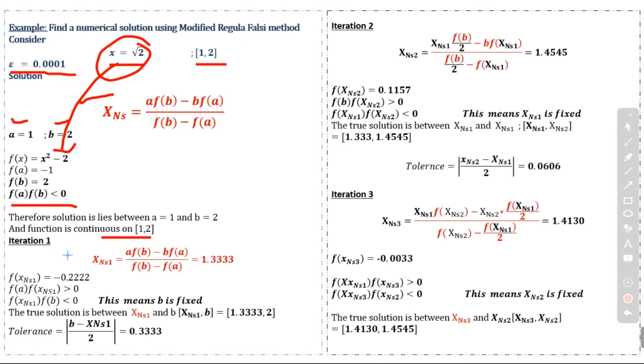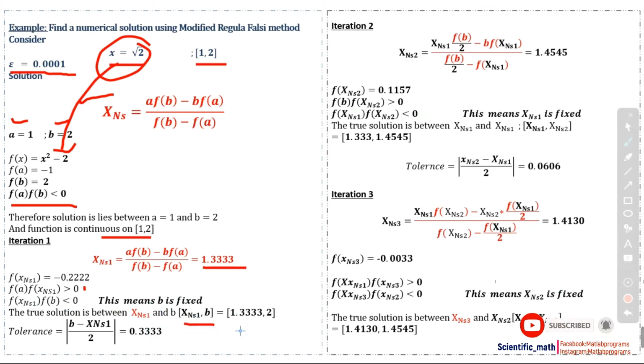So we have the first iteration, and we calculate the first solution by using this formula. After substituting all these values in this formula, we get x1 = 1.333, and substituting this value in our function f(x) = x² - 2, that is equal to -0.2222. Next we check the product of f(a) and f(x1), and this is greater than 0. Then we check the product of f(x1) with f(b). This is less than 0. This means b is fixed. So we take half of the value of f(b). The true solution is between x1 and b.